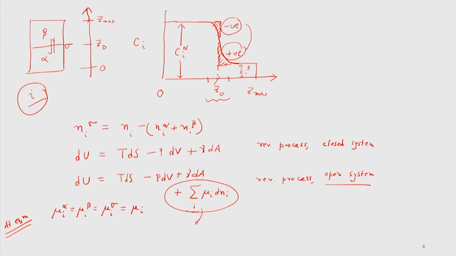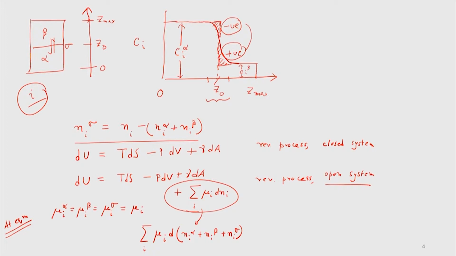Now, this term we can expand as the sum over i of mu i d n i. But we already know that n i is nothing but n i alpha plus n i beta plus n i sigma, where alpha and beta are for the bulk phases and sigma denotes the interface. So, what we get is a very interesting situation.